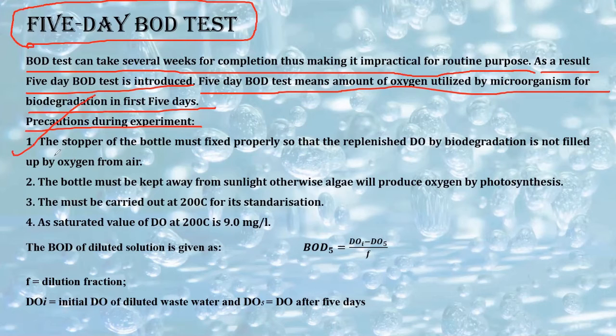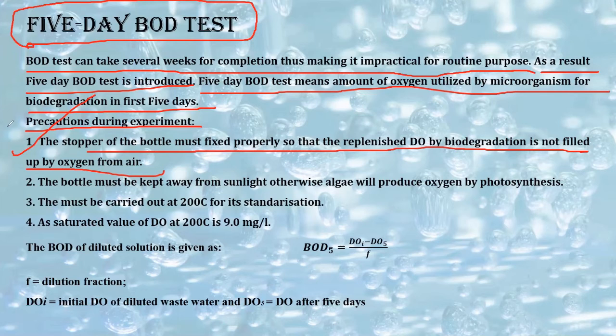Option A: the stopper of the bottle must be fixed properly so that the replenished DO by biodegradation is not filled up by oxygen from air. Yes, restriction of entrance of oxygen should be there. Whatever container you are using, the lid of that container will be 100% leak proof so that air cannot enter from outside. If air enters from outside, our result will be erroneous because we are taking a waste and we are using the air that is present inside in order to oxidize the waste, right? So it should be fixed properly so that the replenished DO by biodegradation is not filled up by oxygen from air.